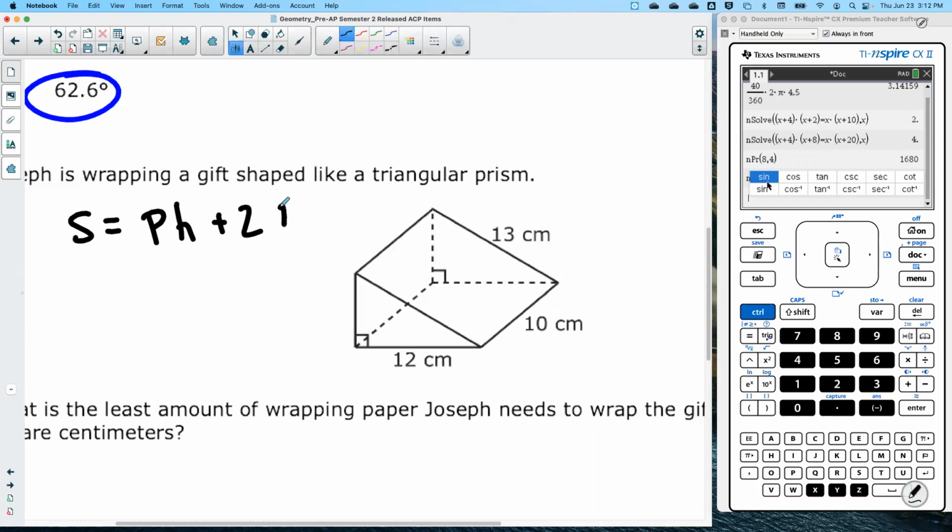Okay, here's your formula here. So what are the bases? 12 and 10. Oh, B, we have to find a way. Capital B means an area of the base. What's this height here? We don't know it. We have to find it.